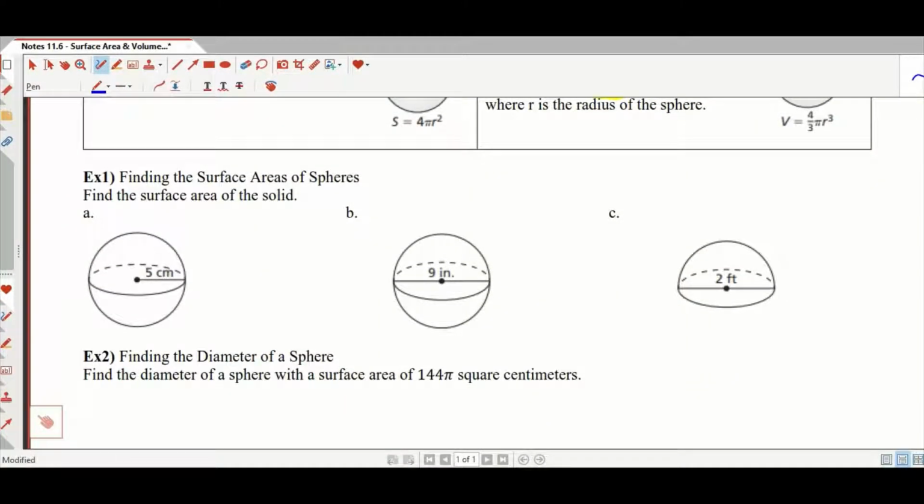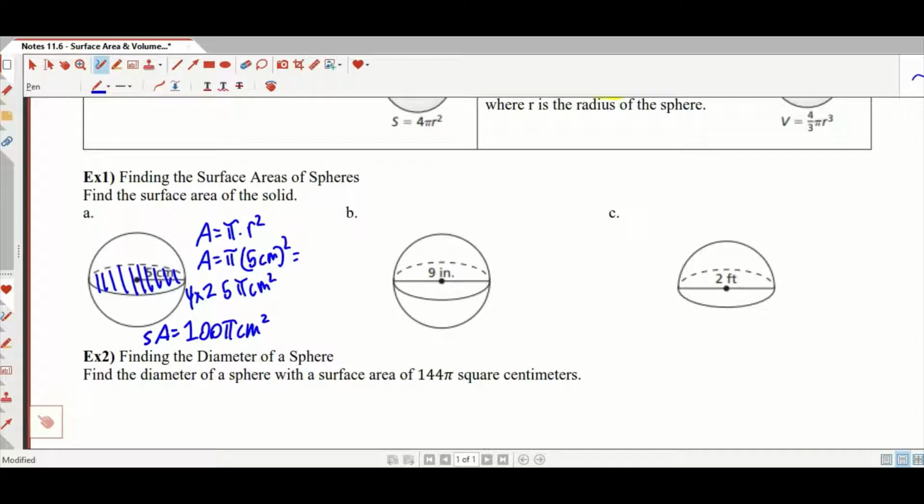So let's find the surface area of these spheres. Well, again, let's find the area of just this circle. Now, the area of a circle is pi times radius squared, which in this case is pi times 5 centimeters all squared, which is 25 pi centimeters squared. And like I said, the surface area of a sphere is 4 of these. So if we multiply that by 4, you get 100 pi centimeters squared, which is the surface area of that sphere.